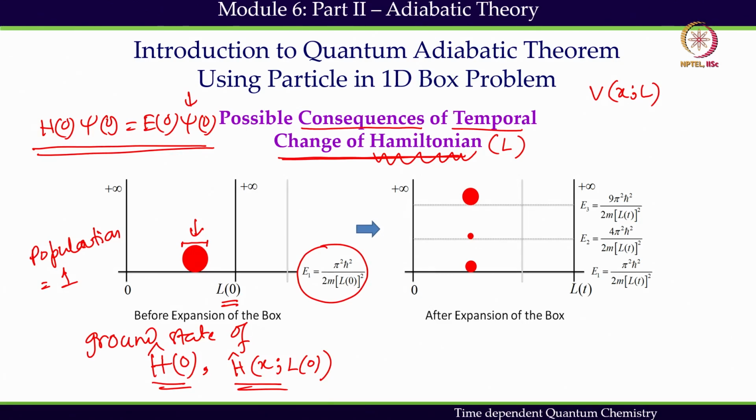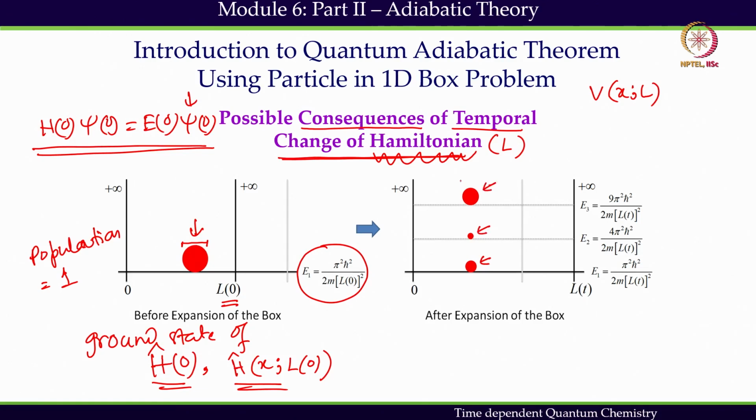Now after the expansion of the box, it may so happen, this is a quite general consequence we are writing, that the particle is no longer staying in the ground state anymore. It may so happen, as the general consequence of this kind of temporal change of the Hamiltonian, the temporal change of the parameter which controls the Hamiltonian, that the particle may not be staying in the ground state anymore. There is a probability or population in the ground state, and there is a probability in the excited states like this.